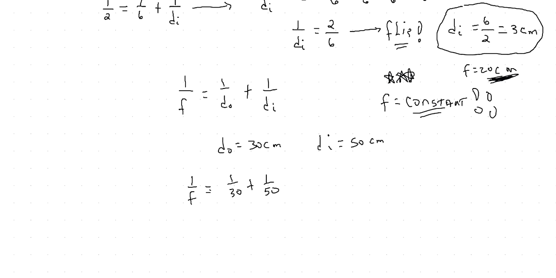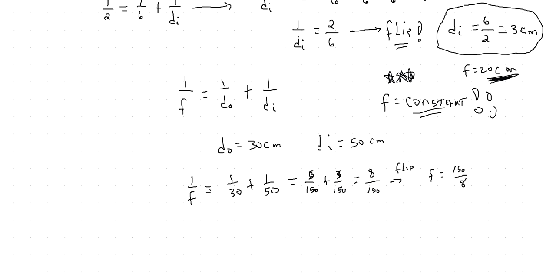But I want you to notice that whatever this number is, this would be 5 over 150 plus 3 over 150. So this is equal to 8 divided by 150. And so the focal length, don't forget to flip, is equal to 150 over 8.